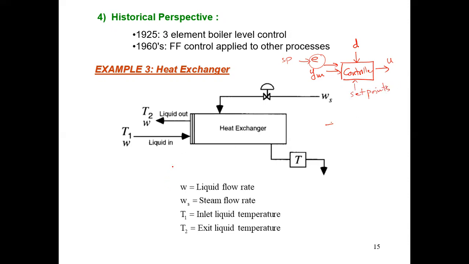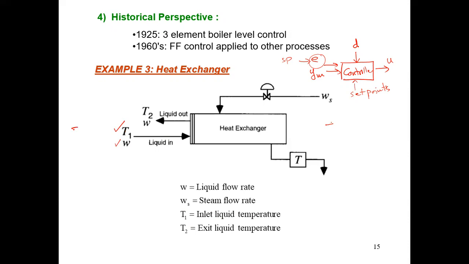ठीक है. So अब इस एक एग्जांपल को देखते हैं. Let's say this is a system. This is a heat exchanger system. हीट एक्सचेंजर में we have different variables. Let's see कौन कौन से variables. We have a W here. W क्या है? It is the liquid flow rate. This is the liquid flow rate at temperature T1. इसका इनलेट लिक्विड टेम्परेचर T1 है और फ्लो रेट W है, right.